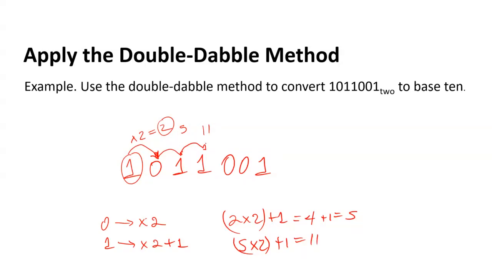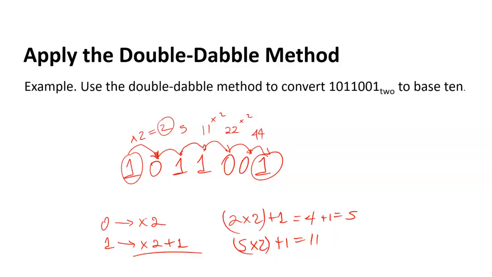There. And then the next one, I encounter a 0, so I'm just going to multiply it by 2. So that's going to give me now 22. And then another 0, so multiply it by 2. 22 times 2, so times 2 and times 2. That is 44.